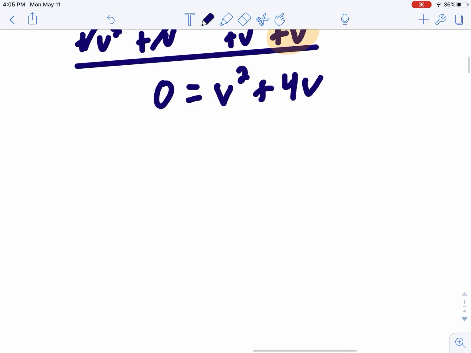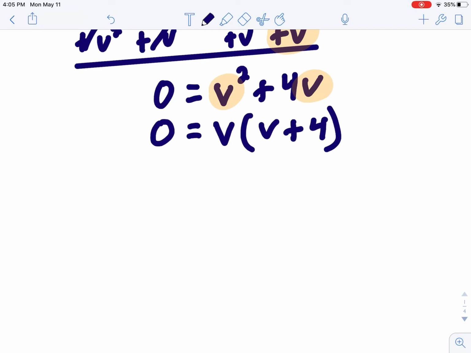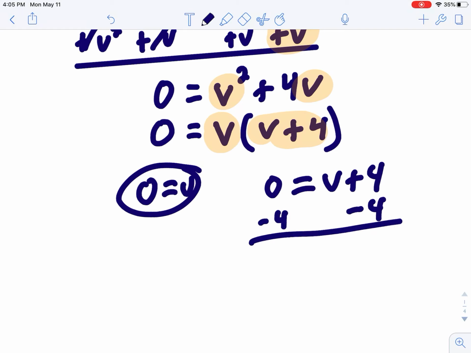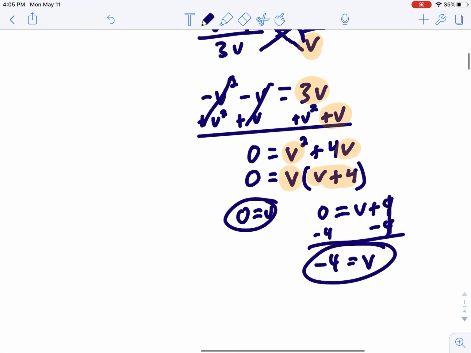And now solving a quadratic, as you hopefully recall, involves factoring. This expression has two terms with common factors of v, so you can factor out the v, and that pulls out to give you v plus 4. Once you have it factored, you set each factor equal to 0. So 0 equals v, 0 equals v plus 4, and then solve those. Well, this first one's already solved. This one, all I have to do is minus 4, and now that's solved.